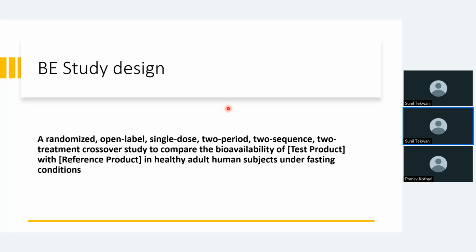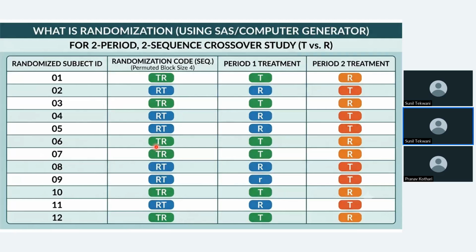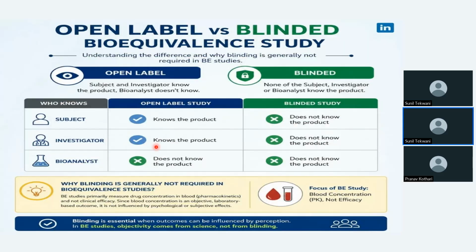Now, in this study design, two definitions still remain, open label and single dose. Let's jump to those two definitions now. What is open label study? See, there is another study type, blinded study.